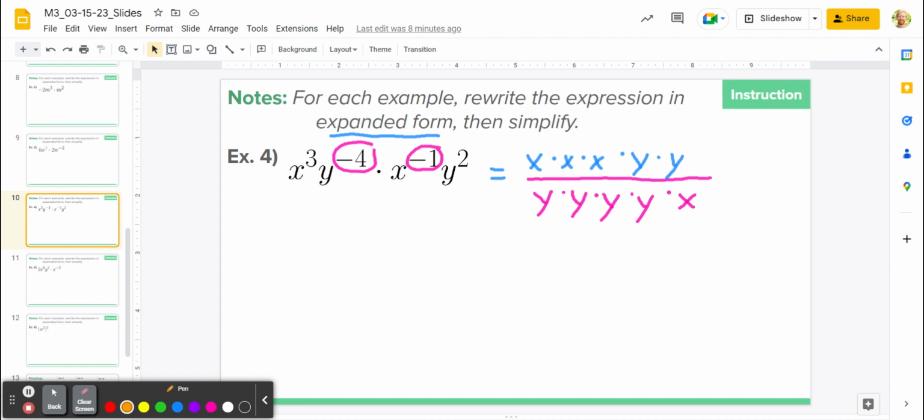So if we move to that simplify step, we can start crossing off any pairs that show up on top and bottom. So it looks like we have an x on top, x on bottom. We have a y on top and bottom, another y on top and bottom. So we are left with 2 x's up top, so that'd be x squared divided by y squared on the bottom.